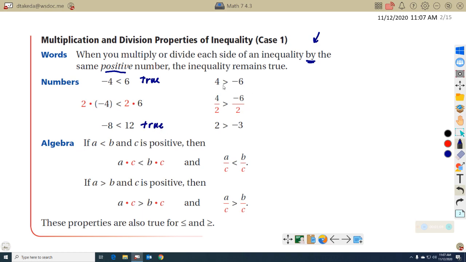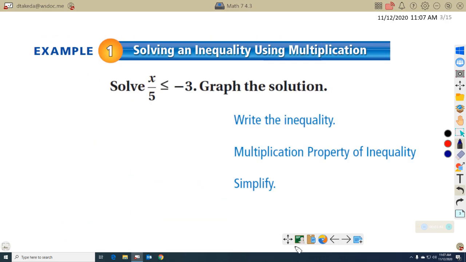And it goes for division as well. 4 is greater than negative 6. Dividing both sides by the same positive 2, I still end up with a true statement. 2 is greater than negative 3. So when we are dividing by or multiplying by the same positive number, we treat it just like an equation. We don't have to do anything different. We just simplify and we're done. And of course, this is also true for less than or equal to or greater than or equal to down here in the bottom. Okay, so let's do an example together.